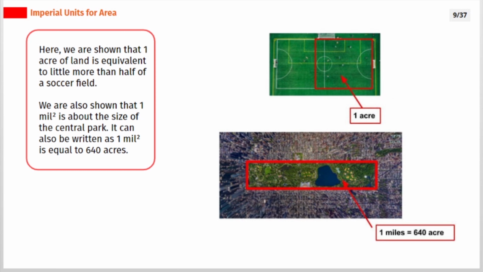Here, we are shown that 1 acre of land is equivalent to a little more than half of a soccer field. We are also shown that 1 square mile is about the size of Central Park. It can also be written as 1 square mile is equal to 640 acres.